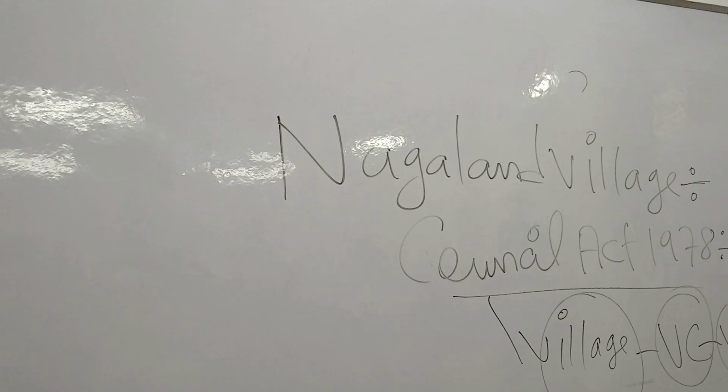The Nagaland Village Council Act 1978 talks about the creation of a new village. A new village can be created in the state of Nagaland. And once you create a village, it is compulsory to establish a village council, and it is the village council that creates the VDB, the Village Development Board, which we'll discuss today.